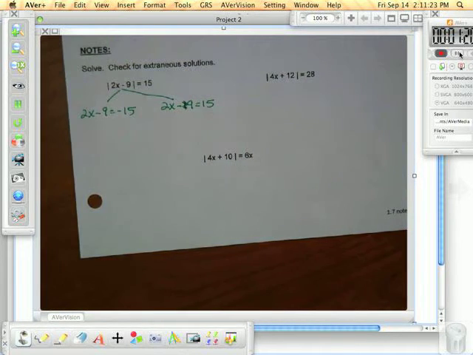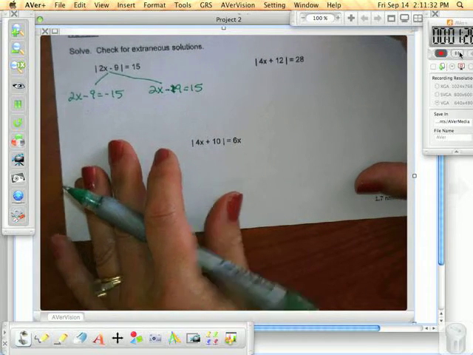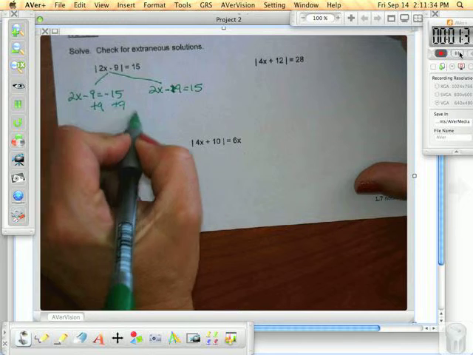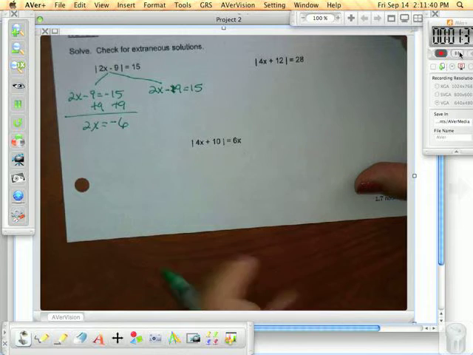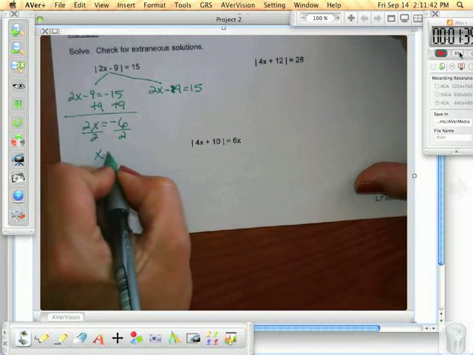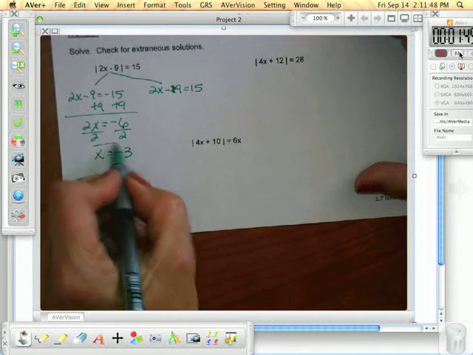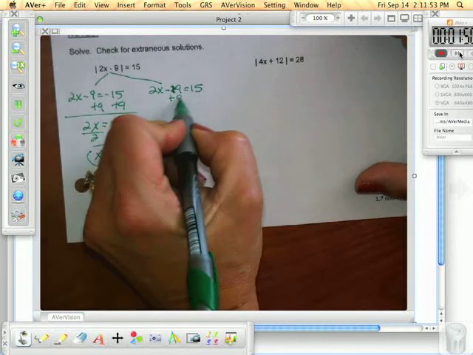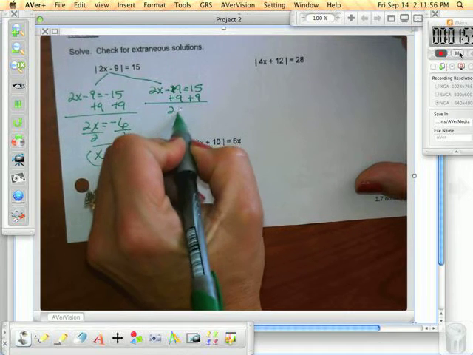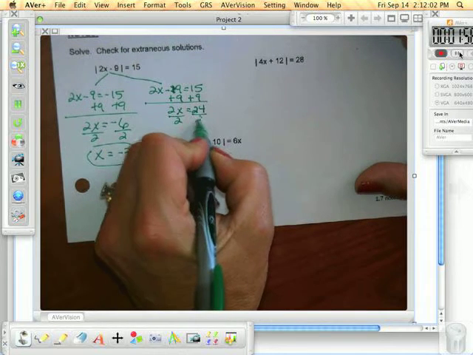Okay? All right, so now I'm going to solve both to see the two values of x that will work in this particular equation. So I add 9 to both sides. I get 2x equals negative 6. Divide by 2. X equals negative 3. So I'm thinking this is going to be one of the solutions. Then I add 9. 2x equals 24. Divide by 2, x equals 12.